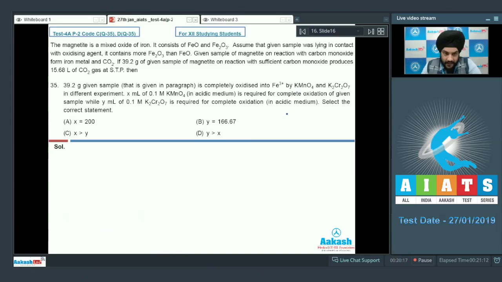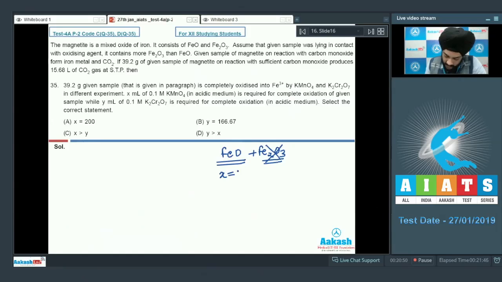In question number 35, the 39.2 gram given sample, which is given in the paragraph, is completely oxidized to Fe3+ by KMnO4 and K2Cr2O7 in different experiments. So X mL of 0.1 molar KMnO4 was required and Y mL of 0.1 molar K2Cr2O7 was required. Select the correct statement. So we have a sample of FeO and Fe2O3. So all of the iron is converted into Fe3+. So Fe2O3 will not take part in oxidation. Only the FeO shall be oxidized.